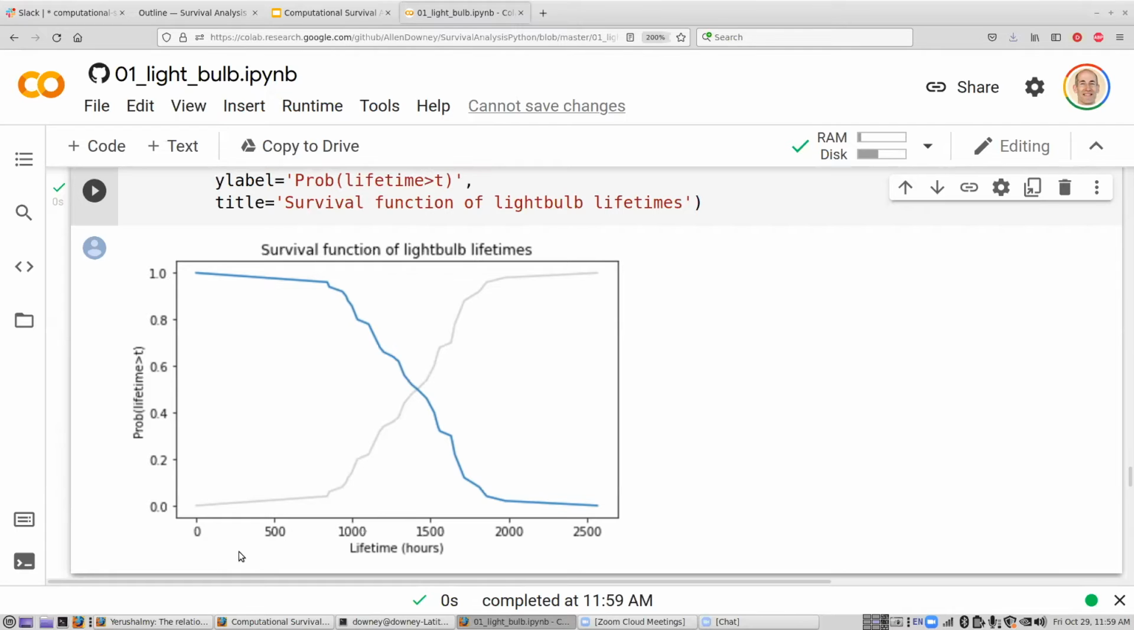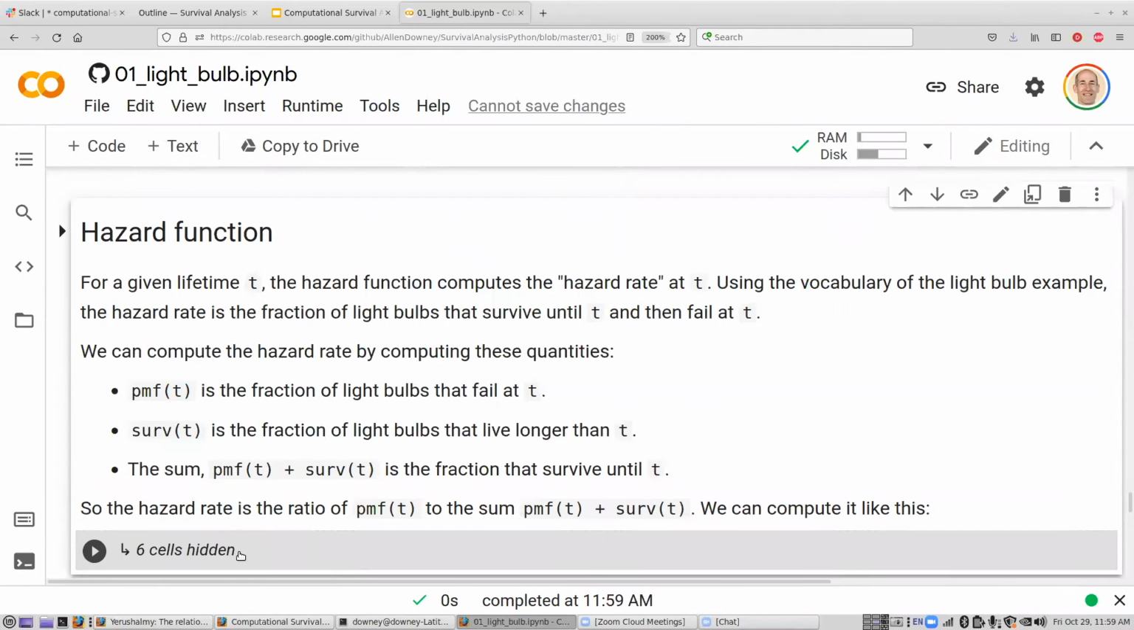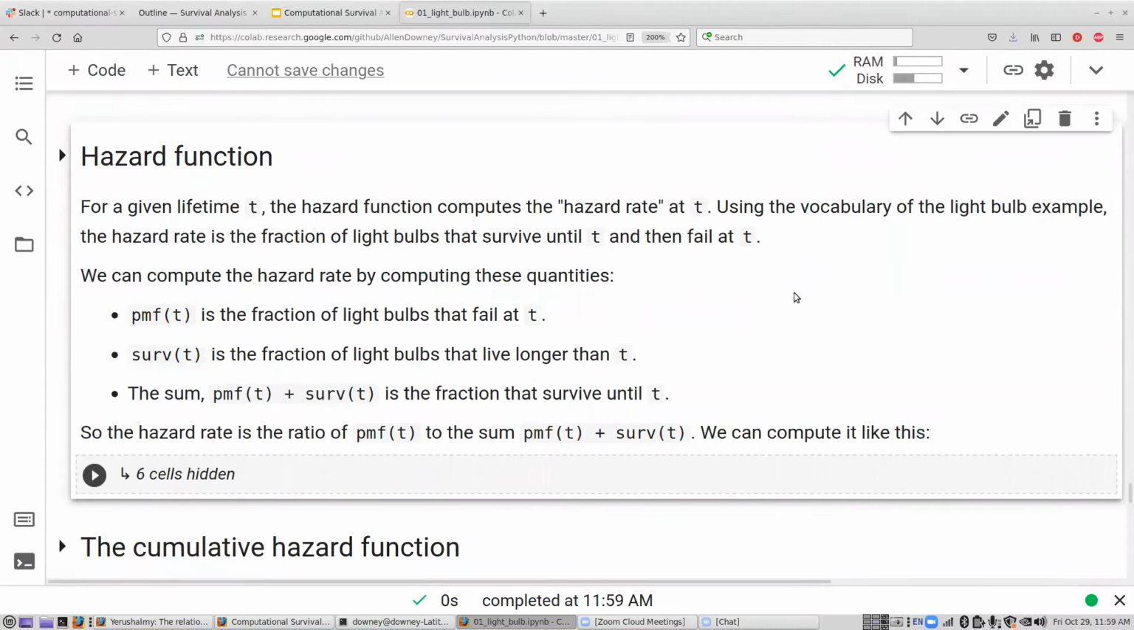So nothing super profound going on here. The only reason that survival functions exist is partly convention, that in the domains where we do survival analysis, this is the conventional way of showing distributions. However, it is also a step toward the hazard function. So if you've got survival functions, it is one step easier to compute the hazard function, which is what we'll do next. But I will pause there. Once again, I want to check Slack for questions, and feel free to unmute and ask if you've got something.